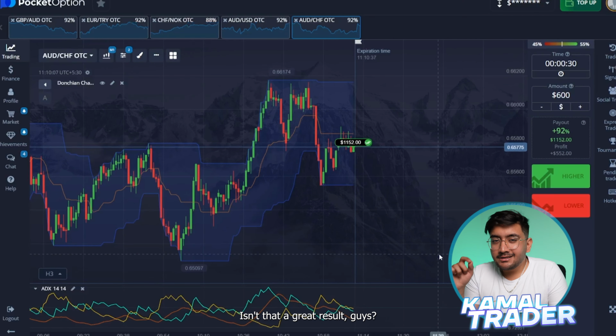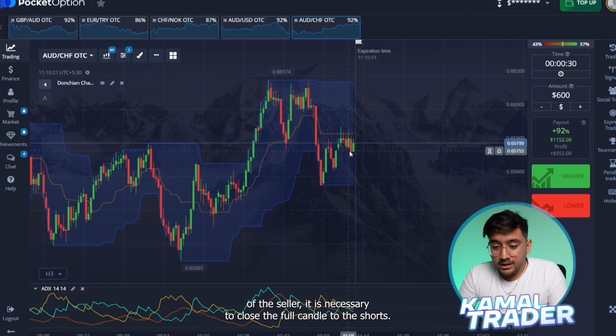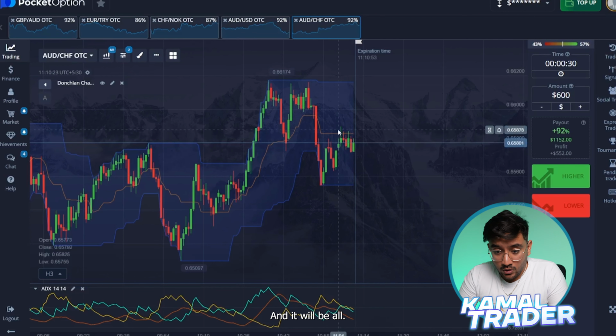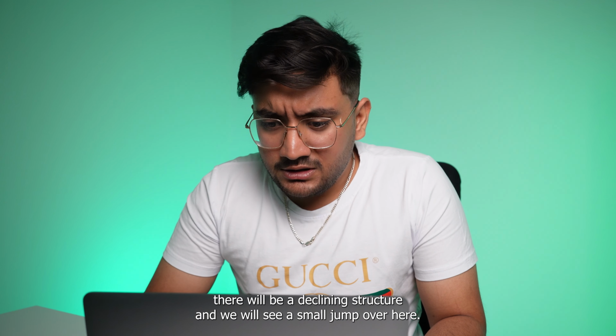$1,000 in a pocket, isn't that a great result, guys? And literally that too in a few minutes. And actually it's visible that we have a short term growth, and I will explain why. Because after a strong activity of the seller, it is necessary to close the full candle to the shorts, and it will be all. And most likely there will be a declining structure and we'll see a small jump over here.